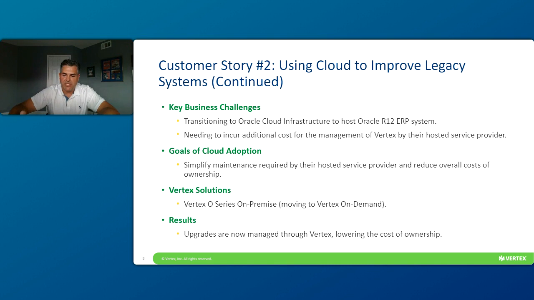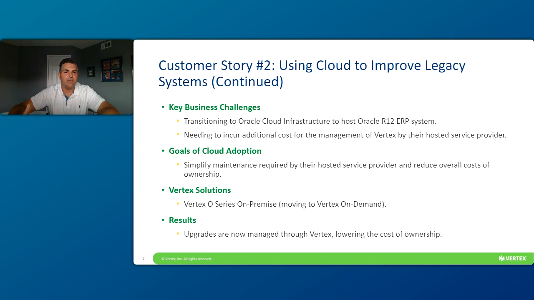And as they were doing that transition, they recognized there were challenges maintaining Vertex on-premise in their hosted environment. They couldn't keep up with the patches. They couldn't keep up with the updates from Vertex. And it was starting to cost them more and more money because they had to run older technology in their hosted application servers.